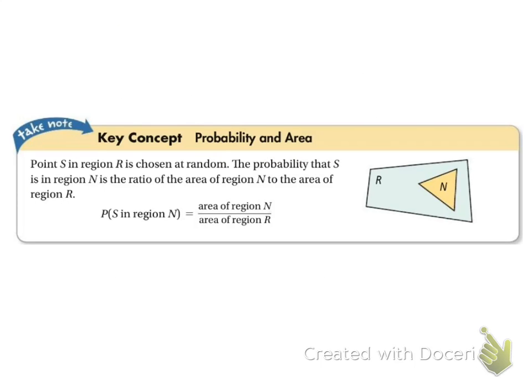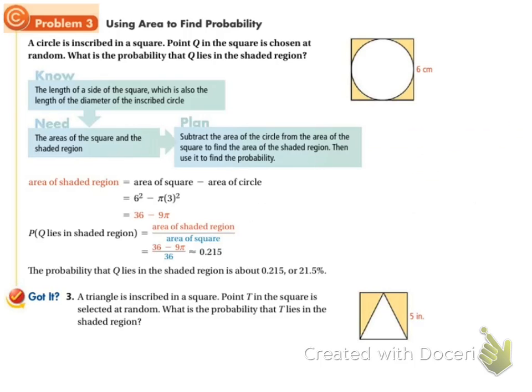Okay, probability of area, pretty similar to the segment one. It's going to be the area of the little piece over the area of the whole piece. So, let's look at this triangle down here in the square. Okay, and we're told that it is a square, so if this is 5 inches, this is also 5 inches, this is also 5 inches, and that's also 5 inches. So we want to know what is the probability that some point T lies in the shaded area. So we're looking for the probability of shaded, so that yellow stuff, out of the whole.